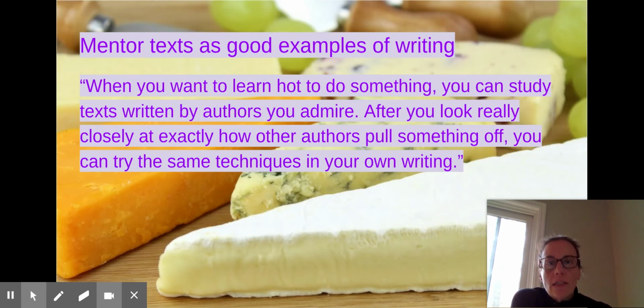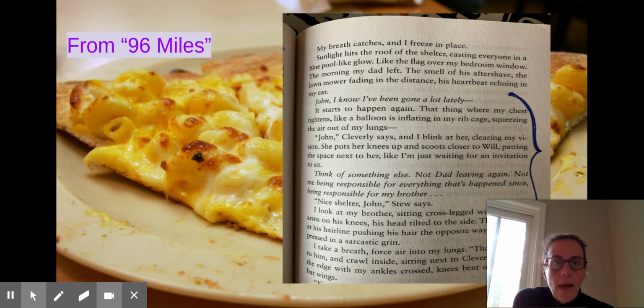So mentor texts are good examples of writing. So when you want to learn to do something, you can study texts written by authors you admire. I will fix the typos, by the way, when I post this. After you look really closely at exactly how other authors pulled something off, you can try some of the techniques in your own writing. And I'll show you a couple of examples. These are 3 leads that I found in chapters 5 and 6, okay?